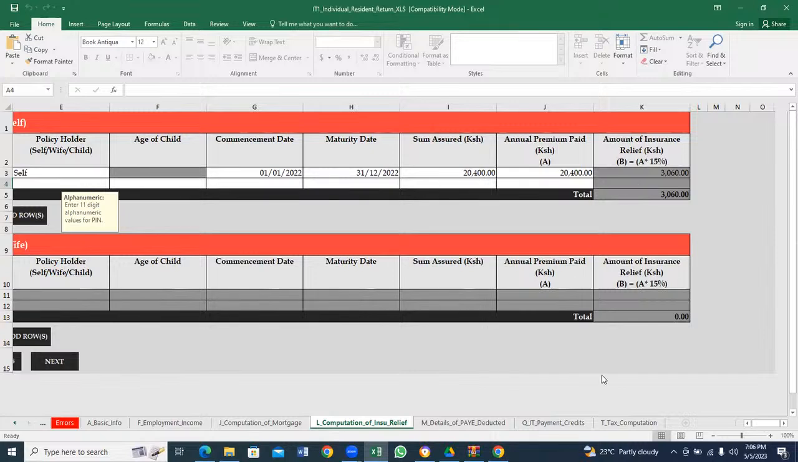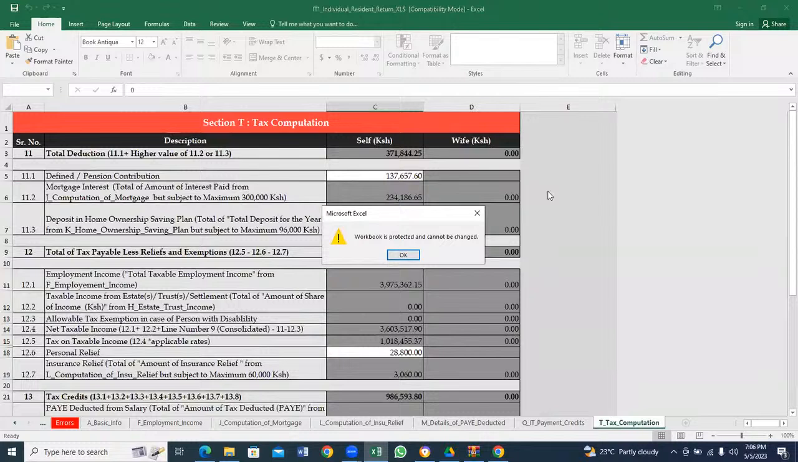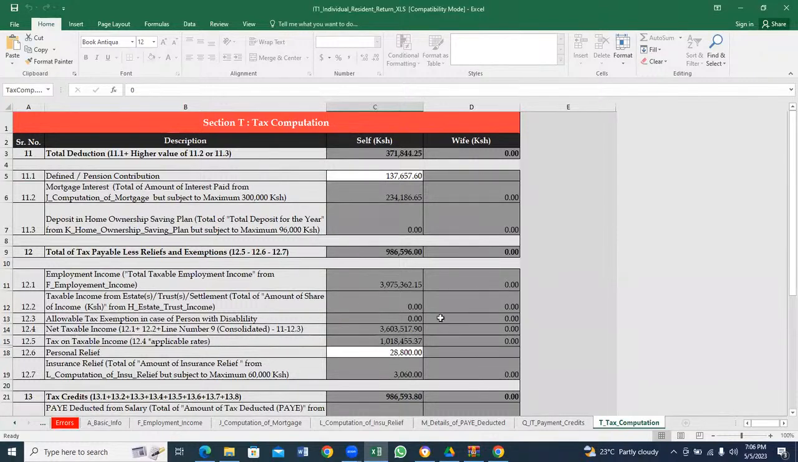So can we see what happens hapa mwisho? Tuangalie nini inafanyika huku. Huku mwisho tuko na nini? Have you been able to see here? Now we have our insurance relief here ya 3060. Umeona hii? Have you seen this 3060? Can you see it? 2400.